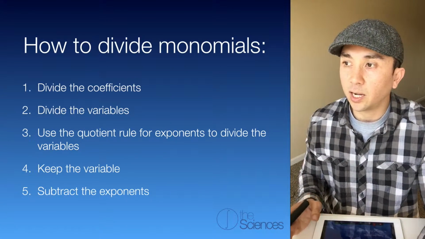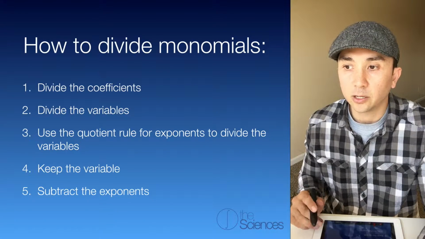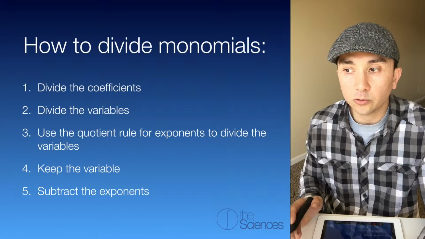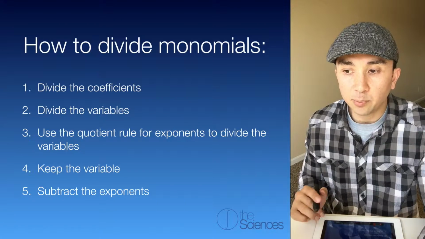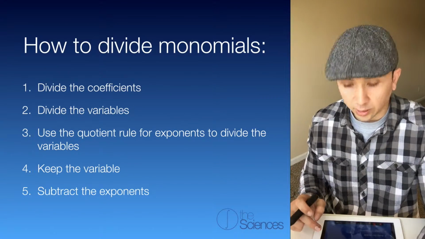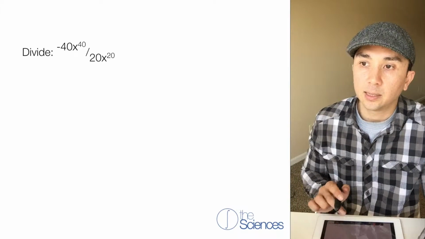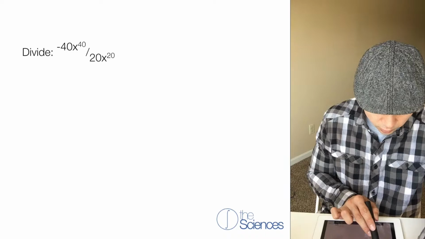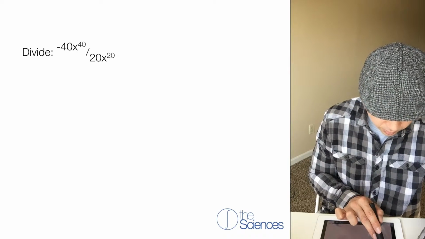So here's how to divide monomials. You're going to divide the coefficients, you're going to divide the variables, you're going to use the quotient rule for exponents to divide the variables, you're going to then keep the variable, and then you're going to subtract the exponents. So let's do an example. Let's divide negative 40 x to the 40th power divided by 20 x to the 20th power.